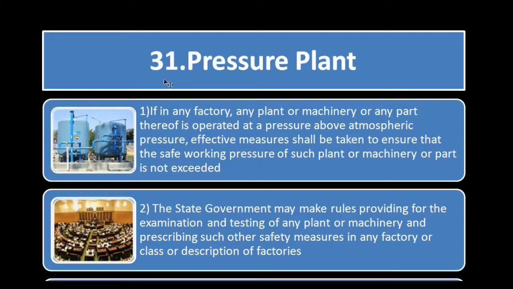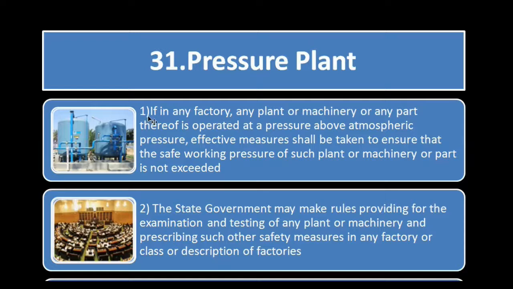Now we'll learn about section 31, that is pressure plant. In this section we'll be learning about plant and machinery which is operated above atmospheric pressure, and also the power given to the state government in regards to the same. So we'll go through the subsections.